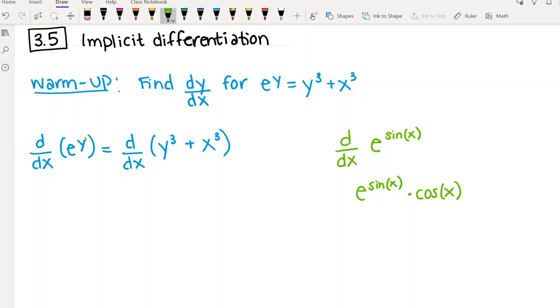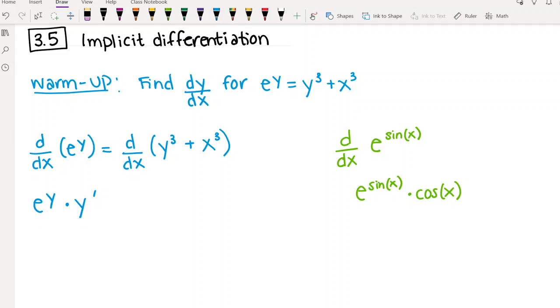It's just that y isn't any kind of explicit function of x, but we're considering it to be a function of x in the way that we take the derivative. So you think of y as being like some mystery function that you don't know what it is, and so when you take its derivative, you just have to write y prime as a placeholder. So this derivative ends up being e to the y times y prime. So this is our outer derivative, and this is our inner derivative.